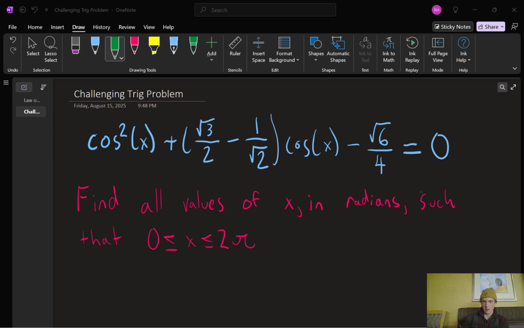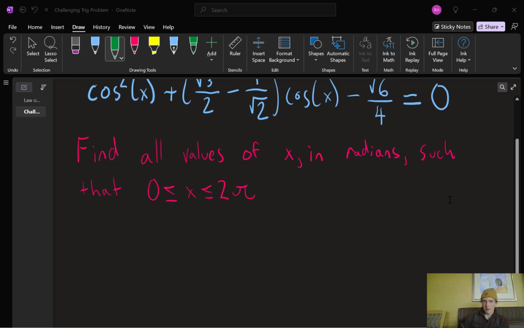This square root 6 over 4 is actually equal to square root 3 over 2 times negative 1 over square root 2. So if that helps at all, now I'll go ahead and solve the problem.